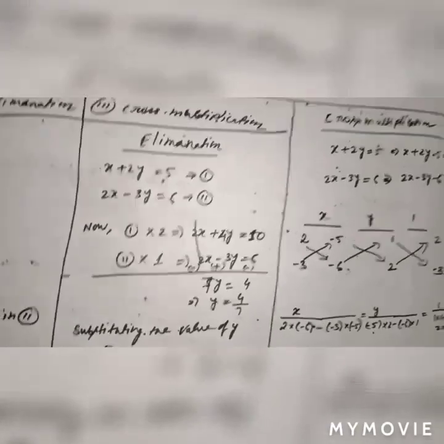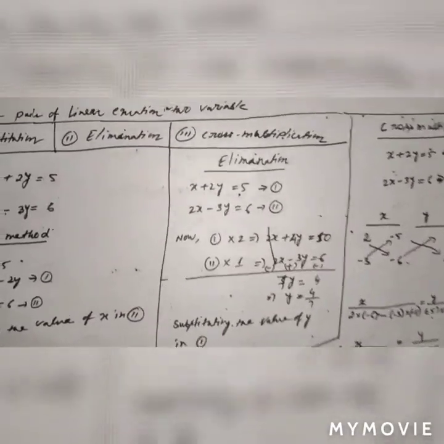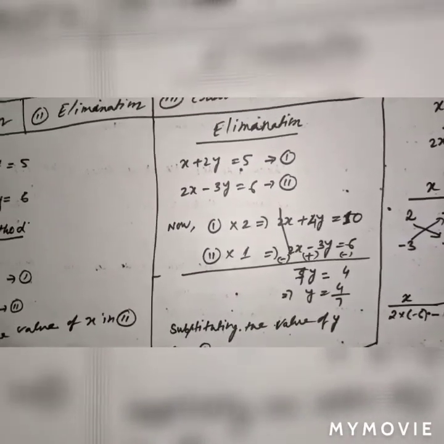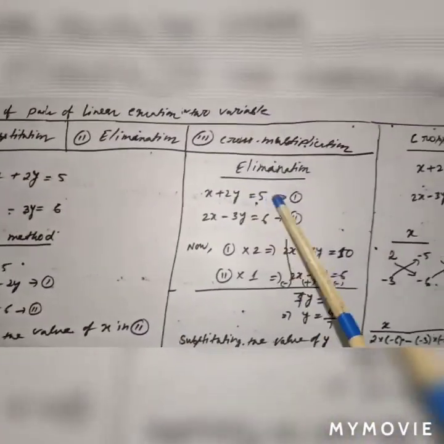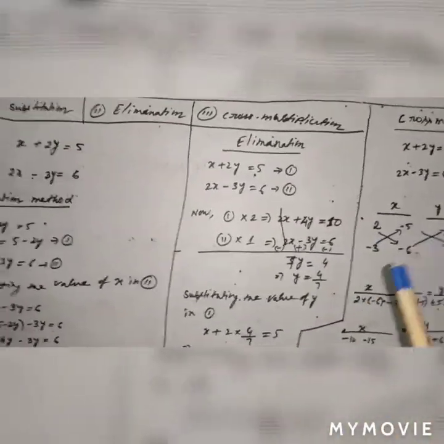Next, there is another method, elimination. Look, I am taking the same equations, then it will be easy for you to understand. So elimination, the same equations: x plus twice y is equal to 5, twice x minus 3y is equal to 6. Now what is this method?